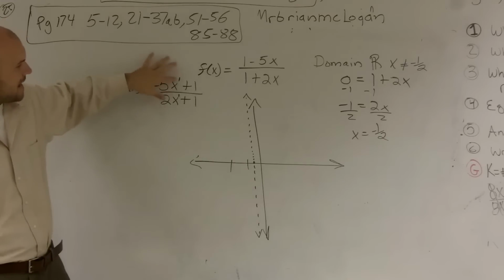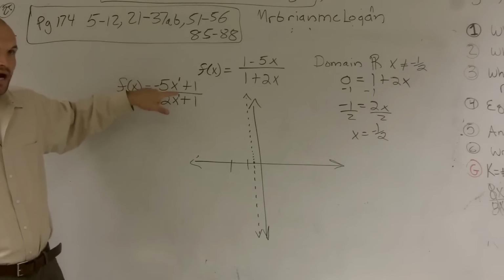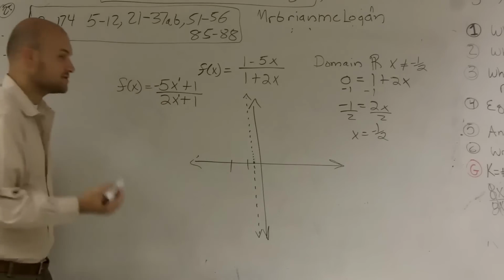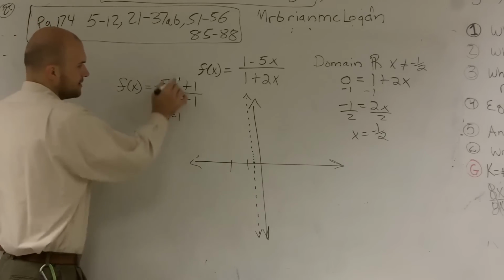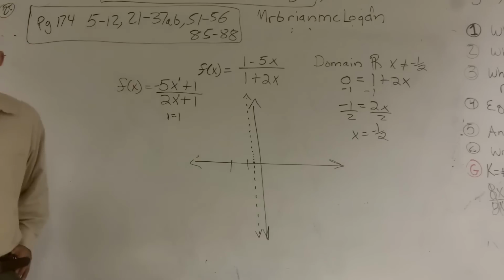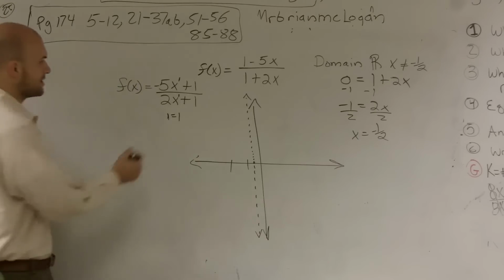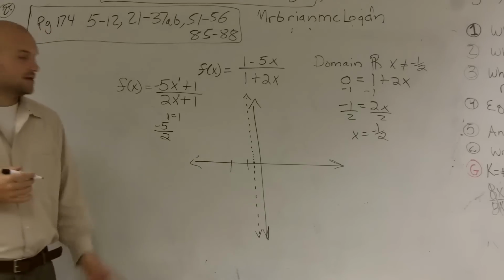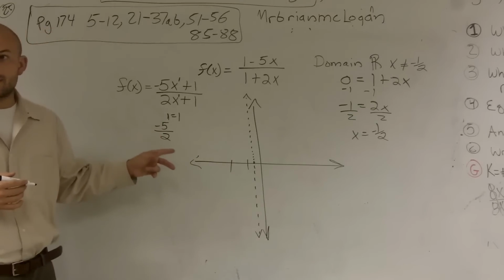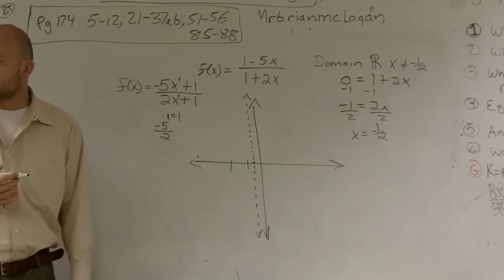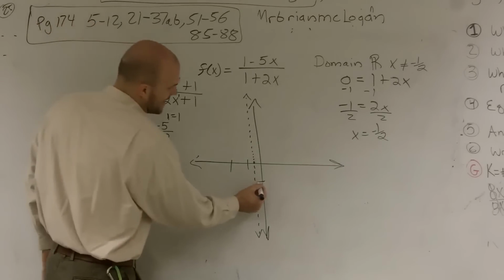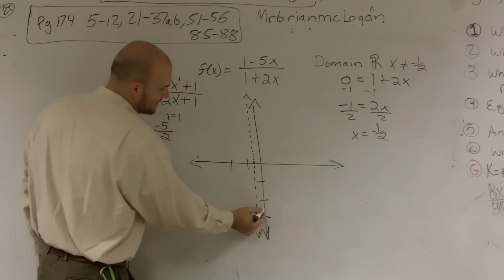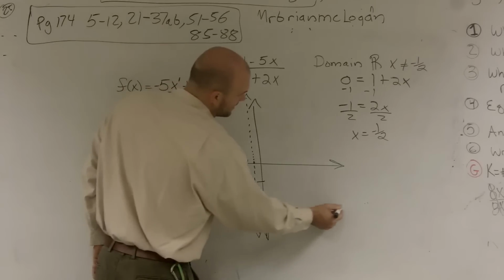What they're saying is when your top degree is equal to your bottom degree, you're going to take your coefficients and divide them. So since I have 1 equal to 1, my degrees are exactly the same. All I'm going to do is take my top coefficient, which is -5, and divide it by 2. So -5 divided by 2 gives me -2.5, right? So therefore my horizontal asymptote is going to be down at -2.5, and that's going to be a line right there.